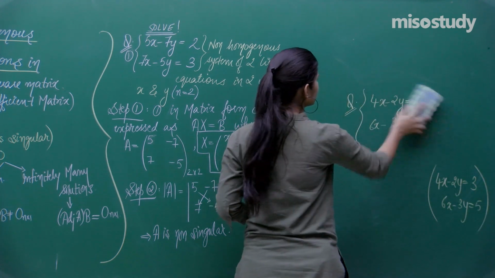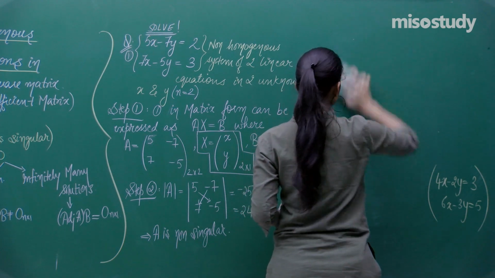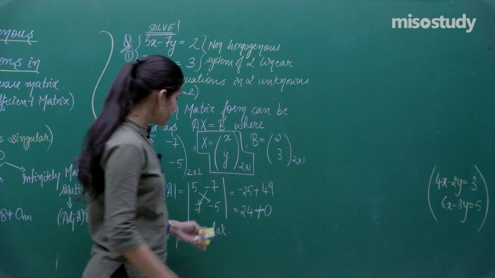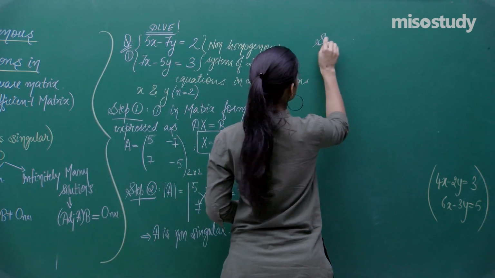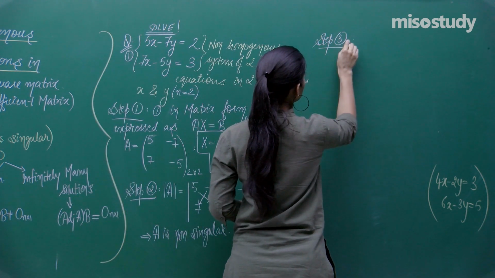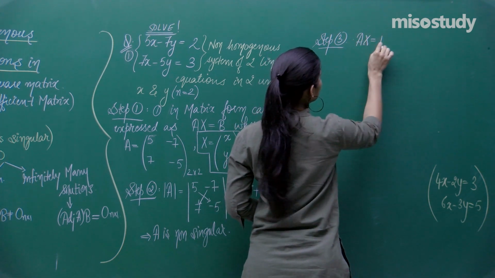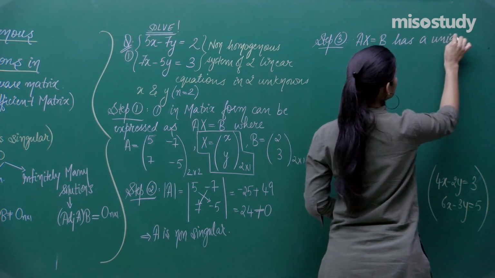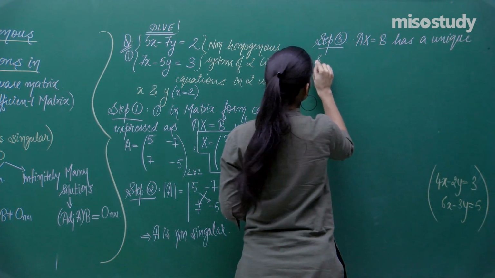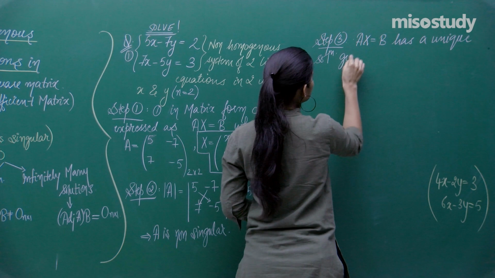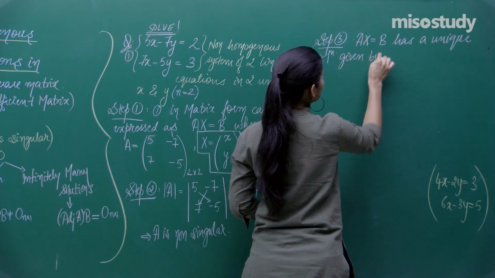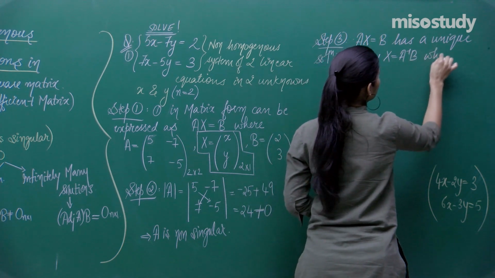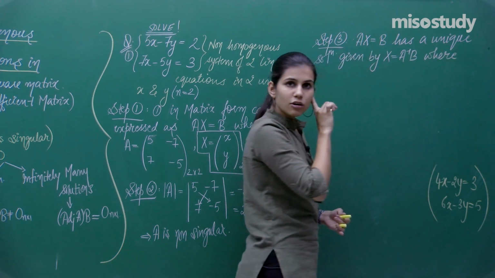So in here, coming back to our question, we have A is non-singular, right? So therefore, step 3, AX equals B has a unique solution. It has a unique solution given by capital X equals A inverse B, where what is A inverse? How do we compute A inverse?